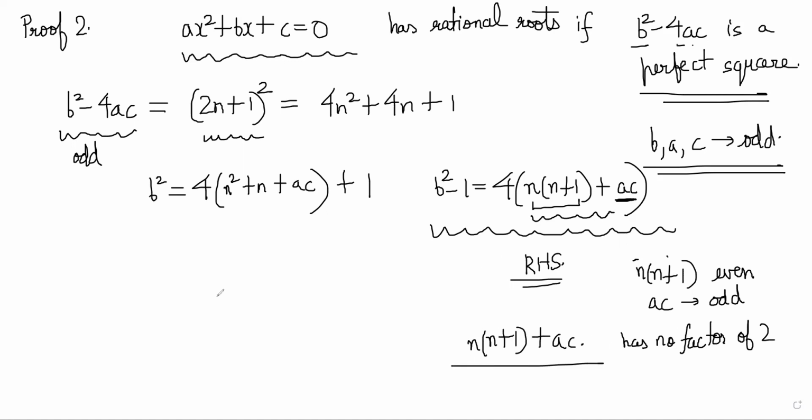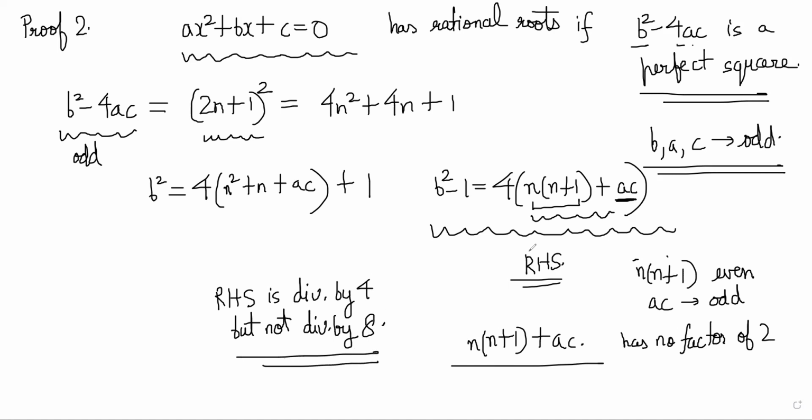So therefore, we know that the RHS is divisible by 4, but not divisible by 8, right? We know that the RHS is divisible by 4, but the term in the parenthesis has no factor of 2, so it is not divisible by 8, right? Let's look at the LHS now. b square minus 1 can be written as b minus 1 and b plus 1.